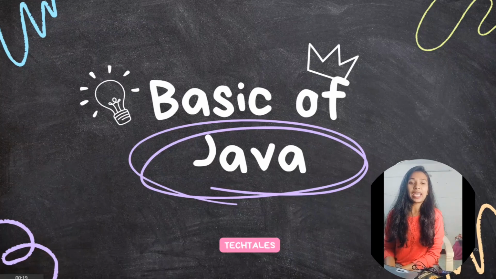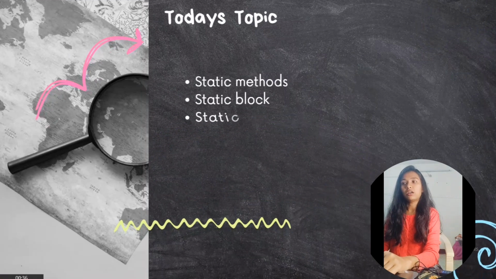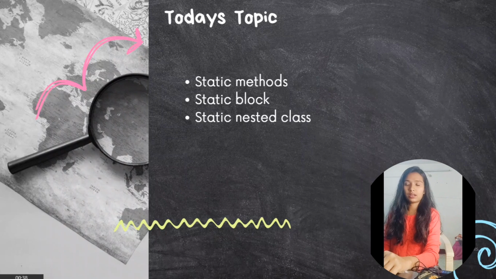This is Preeti, and in this tutorial today we will continue with what is a static keyword. In my previous video I have already explained what is a static keyword, advantages and disadvantages of a static keyword, and also what is a static variable. Today we will see what is a static method, what is a static block, and what is a static nested class. So let's get started.